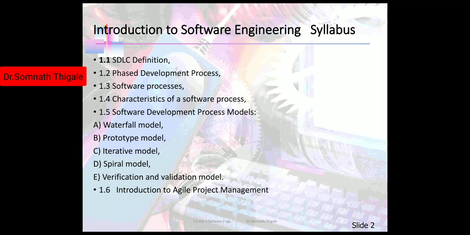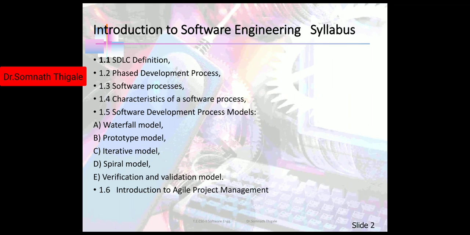Then to develop the software, as we said, SDLC is required, and inside this SDLC different phases are there. Based on their level of implementation and style, we will have different models. Models are nothing but abstract representations of the systems, which we represent in different forms. Very common ones are the waterfall model, prototype model, iterative model, spiral model, and the most commonly used V model, which is known as the verification and validation model. And at the last we will discuss agile project management, an introduction to agile project management.